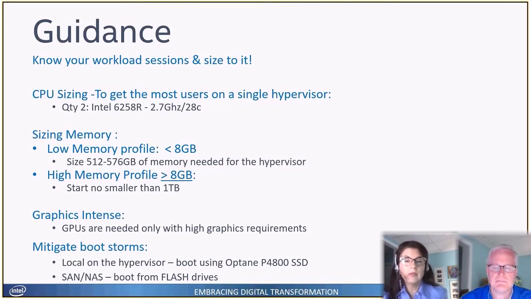DDR mixed with PMEM. So you can take those users that are 12 gig, 16 gig, and add in a mixture of PMEM and DDR to get a better TCO and continue to have the user count and not have a bottleneck at the VDI session. But again, you want to start at 1 terabyte when you have that type of user and move upward.